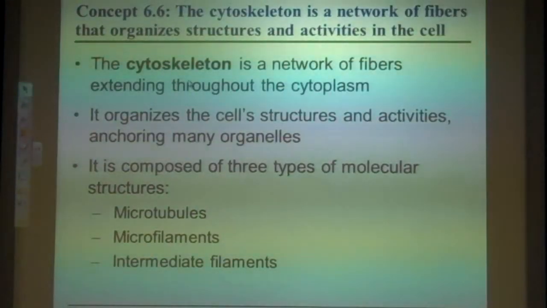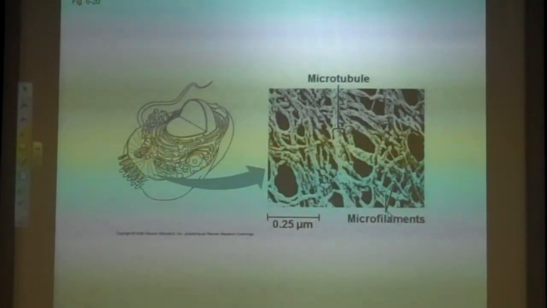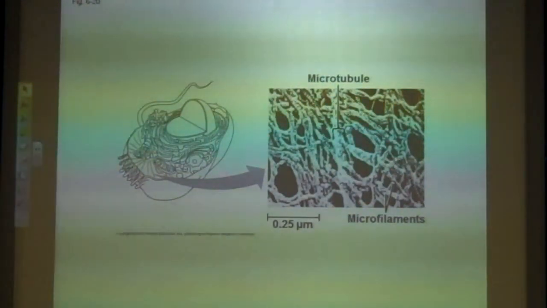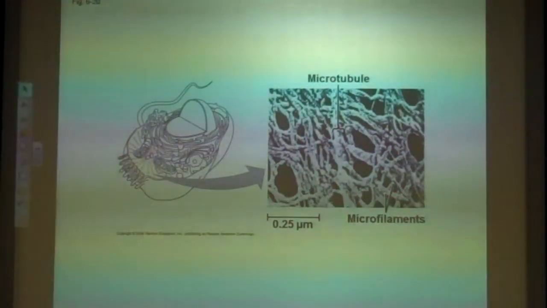Then we have the cytoskeleton. There are three parts of the cytoskeleton. Microtubules are the thickest, microfilaments are the thinnest, and then intermediate filaments are in between. Here's a picture with microfilaments. The microtubules are the bigger ones, microfilaments are the smaller ones. What's the middle one? The intermediate filaments. Various jobs. For instance, they serve as kind of a subway system to move organelles around.